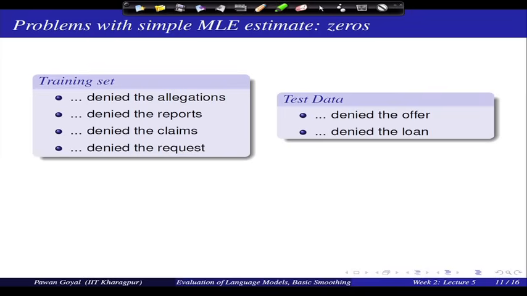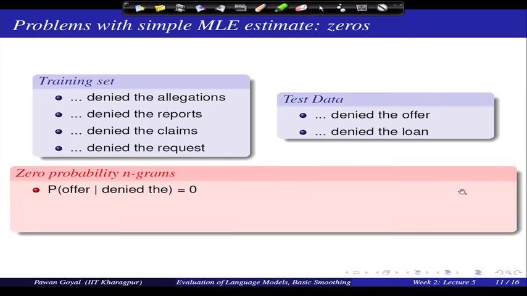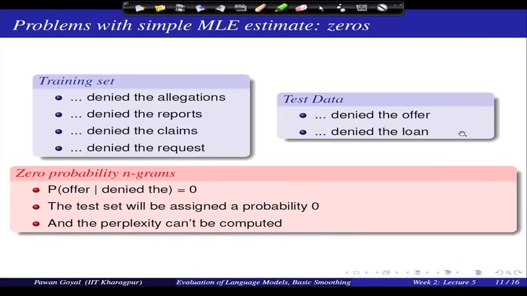In the test data I have seen these two occurrences that were not there in the training data. So the probability of offer given "denied the" will be 0. Same with the probability of loan given "denied the". So the test set will be assigned a probability of 0 and the perplexity cannot be defined. And that's what we were saying initially. So how can I get around this problem so that I can compute my perplexity even if there are certain bigrams or trigrams that did not occur in my training data? So what is the idea of smoothing?